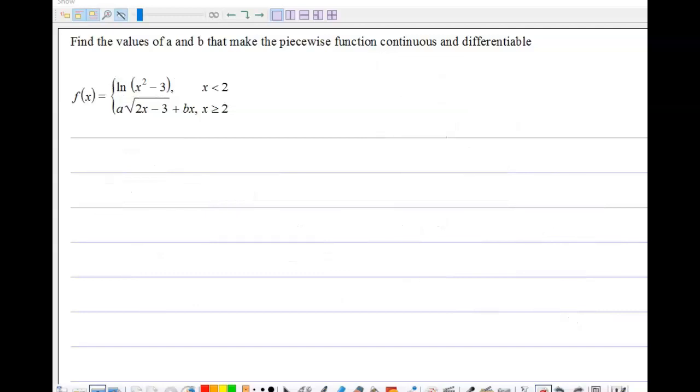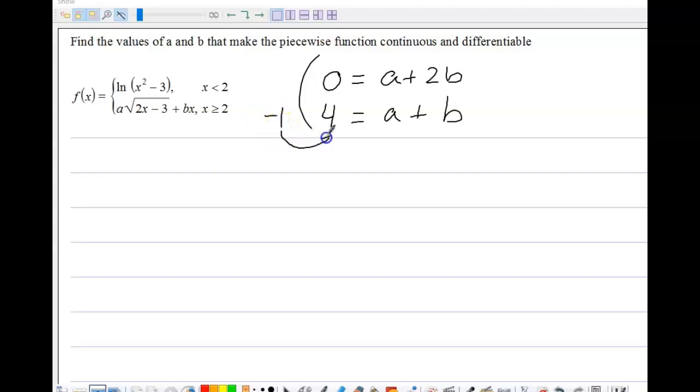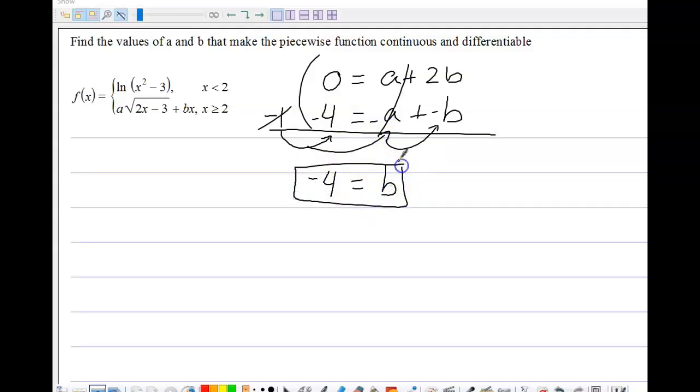So we take the criteria that we needed for it to be continuous, that a plus 2b had to be 0, and we put that with the criteria for differentiability, which is that a plus b has to make 4, and we solve the system of equations. You can use substitution or elimination. I feel like this one's set up pretty nicely for elimination. So I'm going to multiply the bottom by a negative. If I do that, that becomes a negative 4. That becomes a negative a, and that becomes a negative b. Adding straight down, we get negative 4. The a's go away, and 2b take away 1b is b. And so there's b.